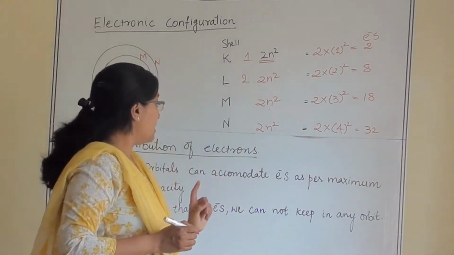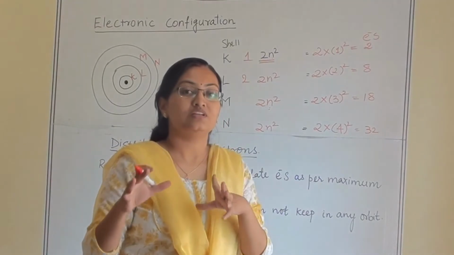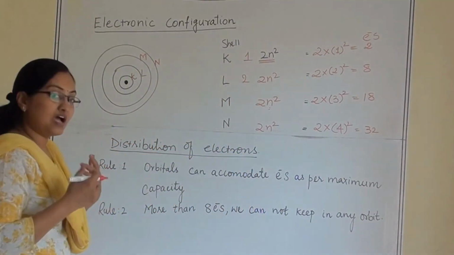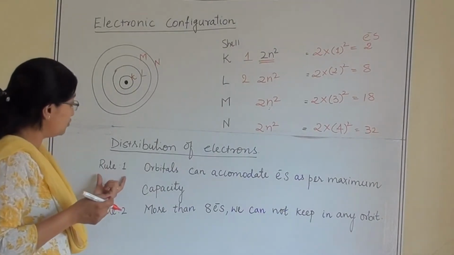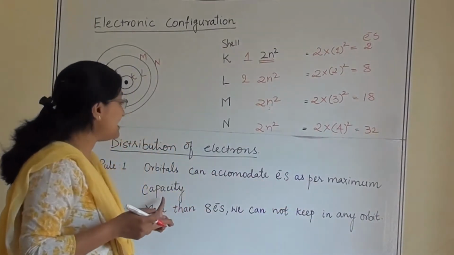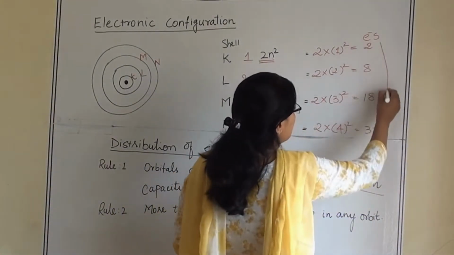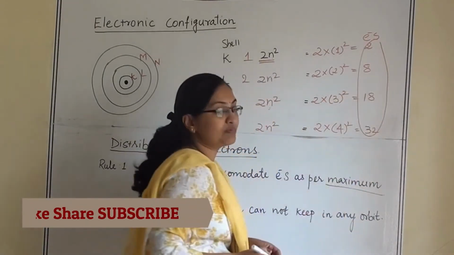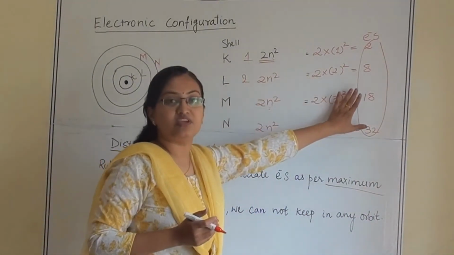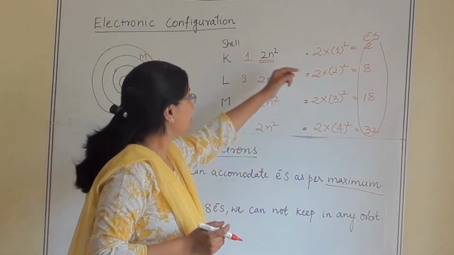But now there are two basic rules to distribute electrons. So the distribution of electrons, how are we going to do that? Rule 1: Orbits can accommodate electrons as per their maximum capacity. What is the maximum capacity? This is the maximum capacity of each and every orbit. More than this, we cannot keep electrons in that particular orbit.